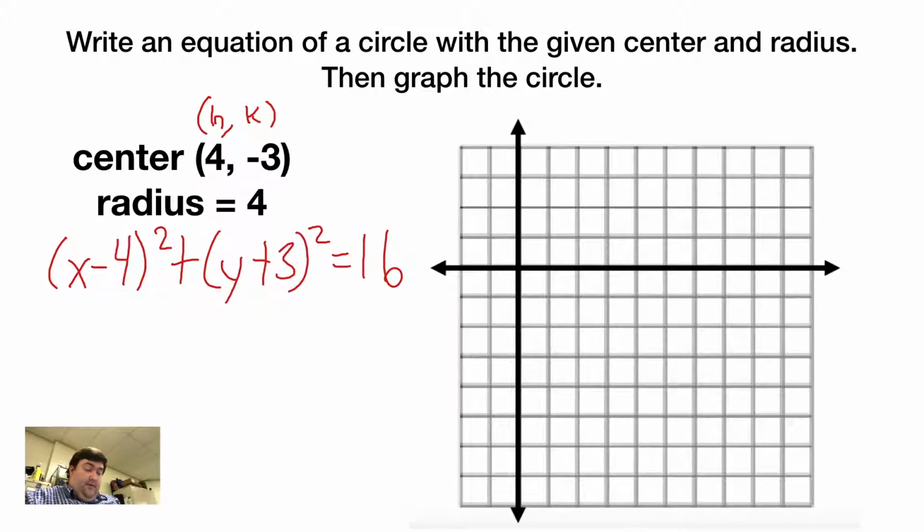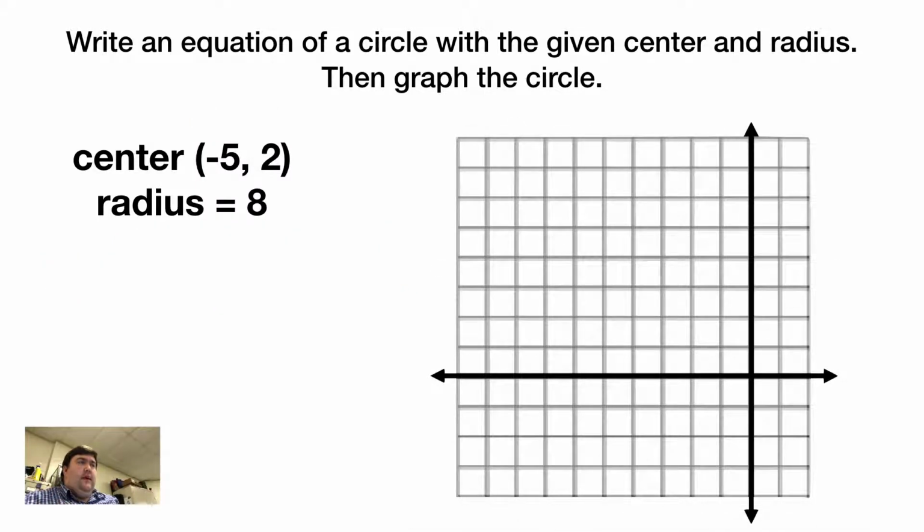Then to graph, what I would do is I would go 1, 2, 3, 4, 1, 2, 3, there's our point, and then 4 to the right, 4 to the left, 4 up, and 4 down. And watch as I magically graph with my perfect drawing. That was definitely me.